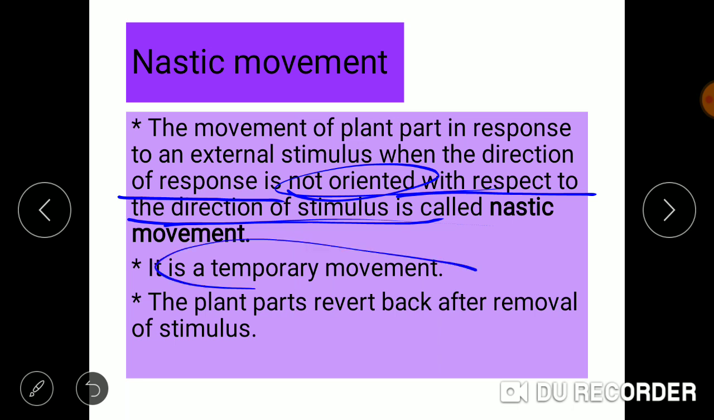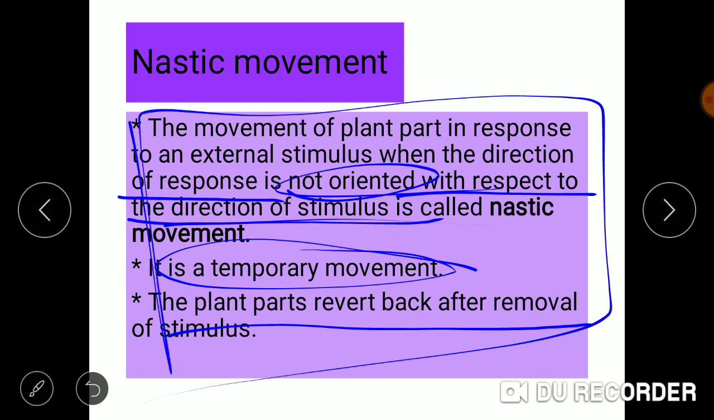It is a temporary movement. It is not a permanent movement. After some time, the plant part again takes the normal position. The plant part reverts back to the normal position after the removal of the stimulus. So these are the major differences between the tropic movement and the nastic movement.